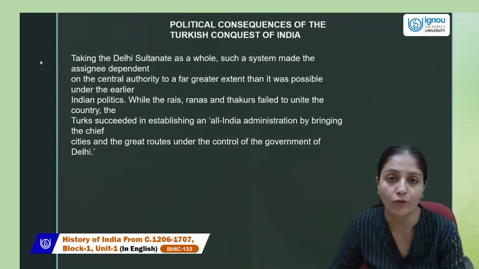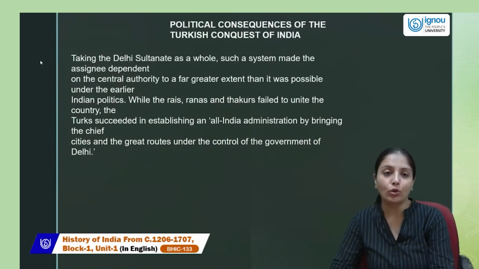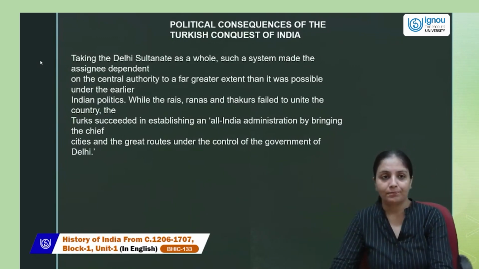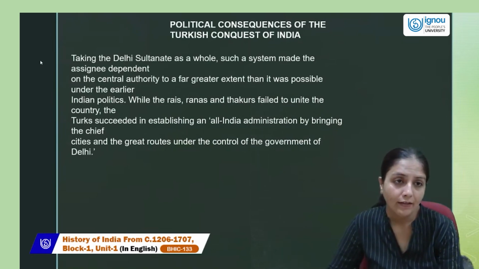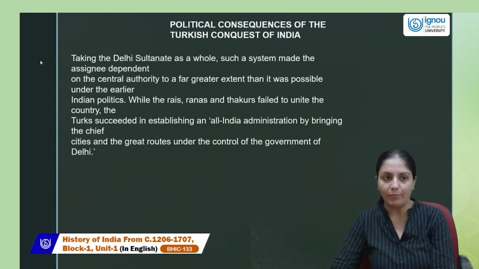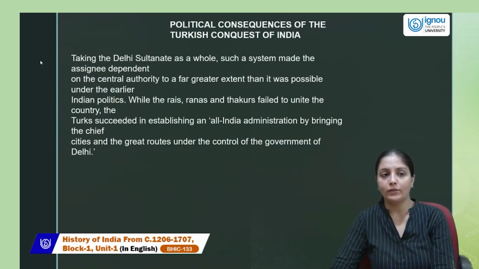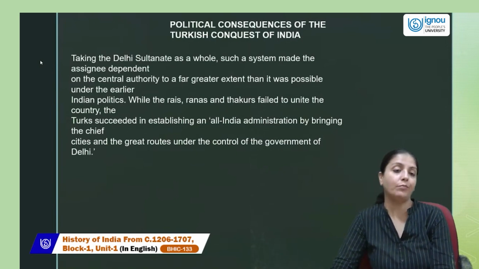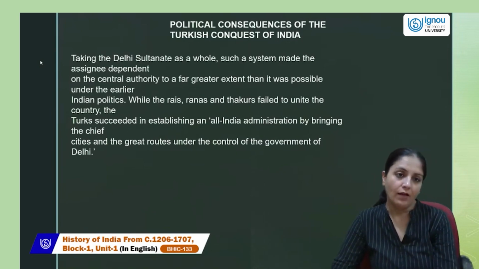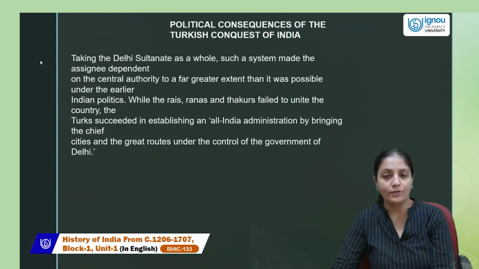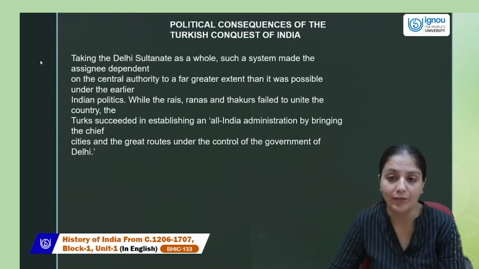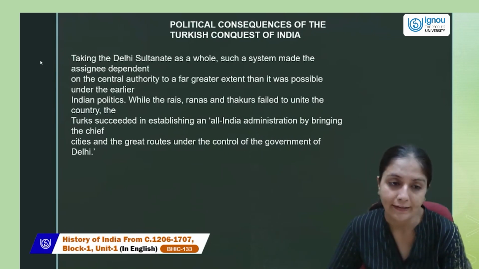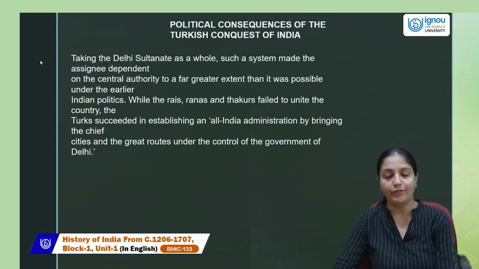Next is the political consequences of the Turkish conquest of India. How the Turks conquered India and what political consequences followed. Taking the Delhi Sultanate as a whole, such a system made the assignment dependent on the central authority to a far greater extent than was possible under the earlier Indian polities. While the Rais, Ranas, and Thakurs failed to unite the country, the Turks succeeded in establishing an all-India administration by bringing the chief cities and the great roads under the control of the government of Delhi.